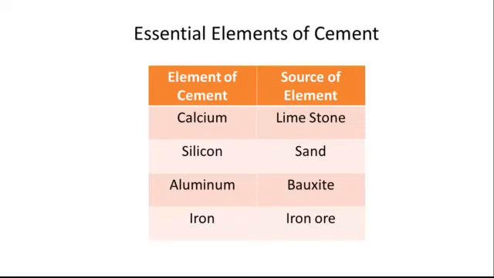Now, the essential elements of cement. Which are the elements used in cement? There are four elements used in cement. First is calcium, second silicon, third aluminum, and fourth iron. Here, the source is also given in the table. The source of calcium is limestone, the source of silicon is sand, the source of aluminum is bauxite, and the source of iron is iron ore.